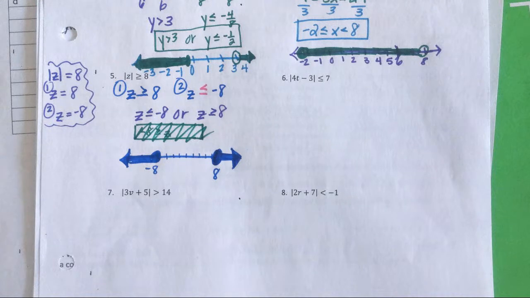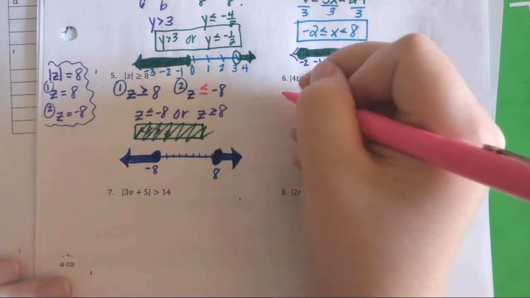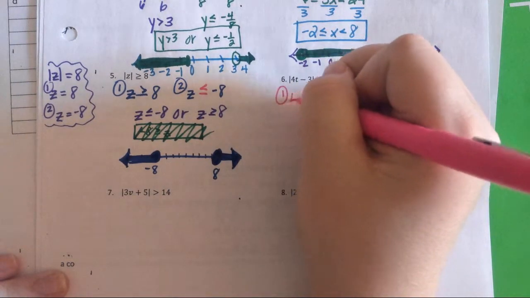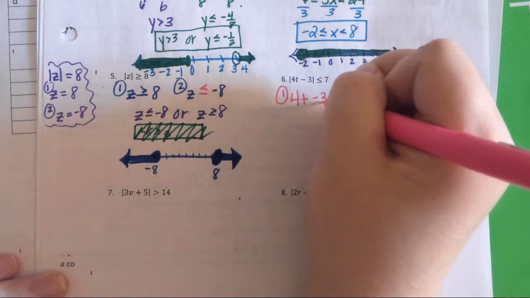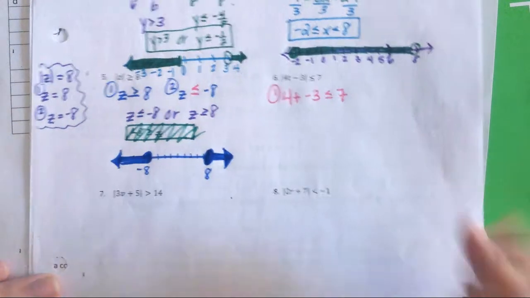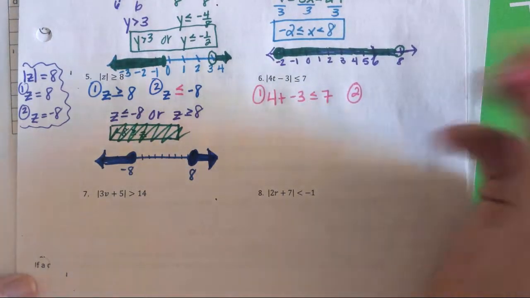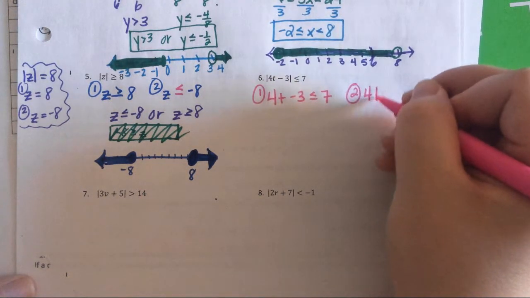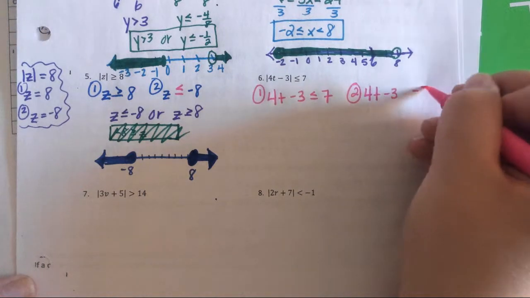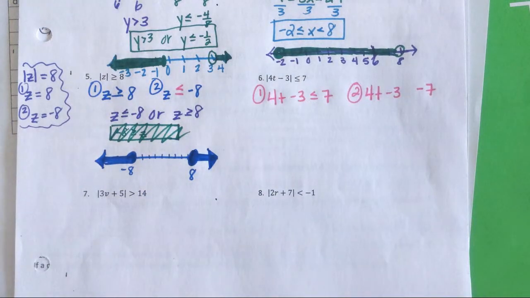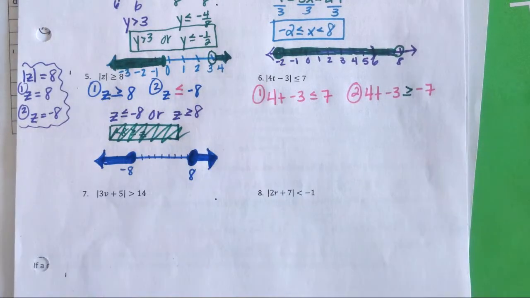Okay, we get to our next one, and lo and behold, we're going to have to do a little more math. Our first case is going to be just drop the bars, 4t minus 3 less than or equal to 7. I got that. But our second case is where life gets fancy. We're going to have 4t minus 3, we're going to have negative 7. But we've got to flip that inequality sign.